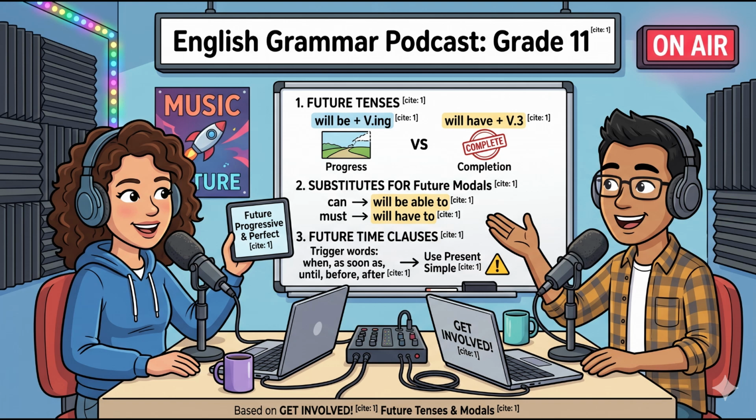Imagine you're trying to explain your plans for tomorrow, but you realize English is actually missing the words to do it properly. Like you literally can't say "will can" or "will must." Right, yeah, it's a massive quirk in the language.